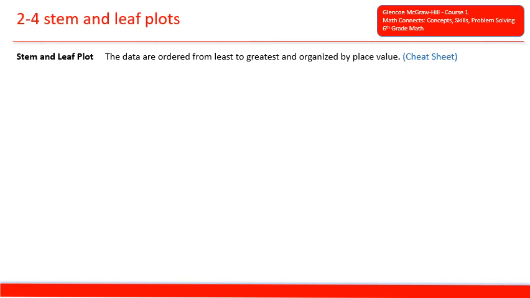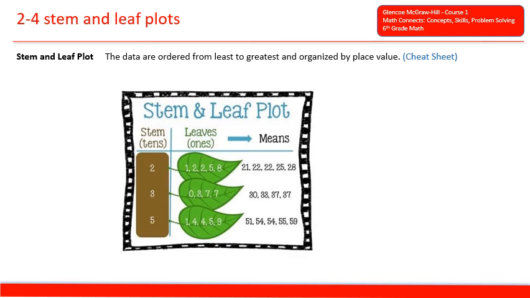The data are ordered from least to greatest and organized by place value. This is what a stem and leaf plot looks like. This is just random data. The stem is the tens place in this case, so 2, 3, and 5. And you'll notice the leaves are 1, 2, 2, 5, 8. If we combine the stem, the tens place, with the leaves, the ones place, 2 in the tens and 1 in the leaves gives us 21. 2 in the tens, 2 in the ones gives us 22, and so on.